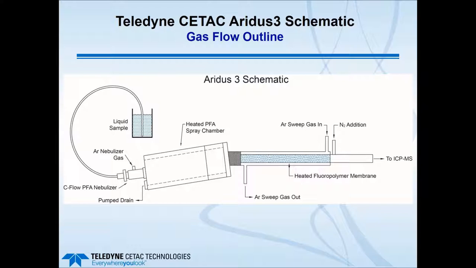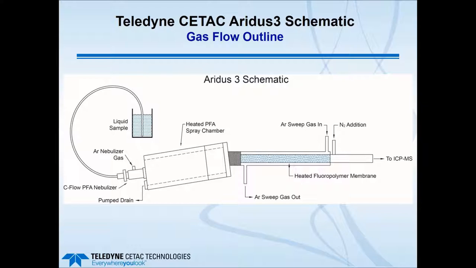The argon nebulizer gas, which is indicated by the arrow callout, will be coming from the host ICP-MS instrument, so it'll be under control of that instrument's computer software. The nebulizer itself is then inserted into a port into a heated PFA spray chamber. Of course, we want to keep the sample aerosol in a vapor phase. There is a port for a pump drain in case there is any liquid accumulation in the spray chamber. And the spray chamber is tilted backward to the front, and that helps prevent any liquid from moving toward the membrane desolvator. That pump drain would typically then be hooked up to the ICP-MS peristaltic pump.